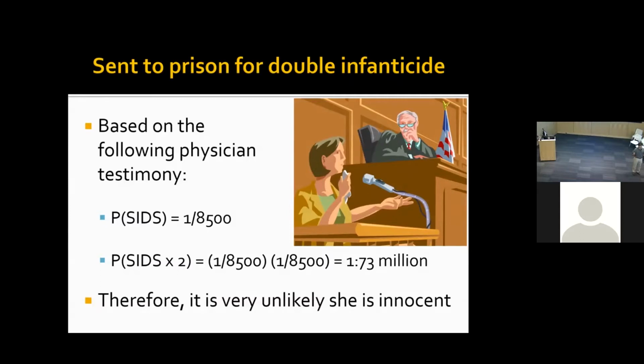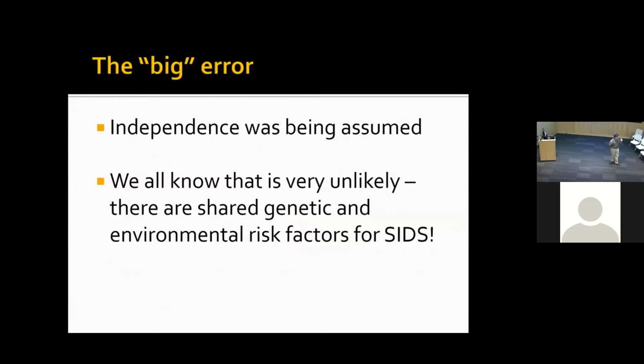So you only do it when the probabilities are independent of one another, right? Are the probabilities of a mom having 2 babies with SIDS independent of one another? No. Because we all know, right, that there's shared genetic and environmental risk factors for SIDS, right? So that's a huge error right off the bat.